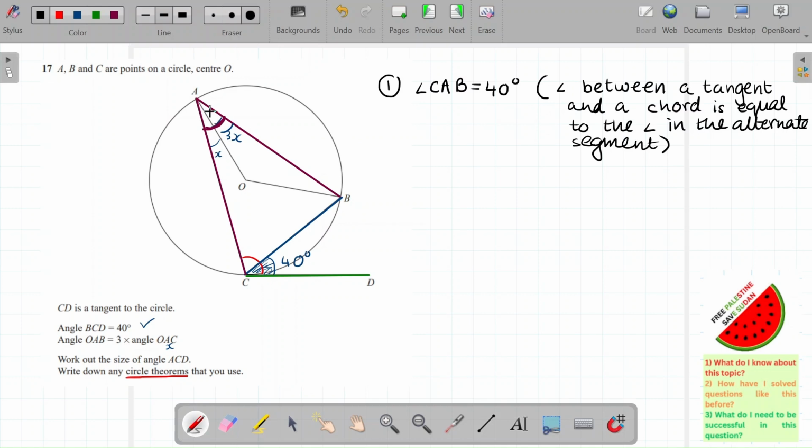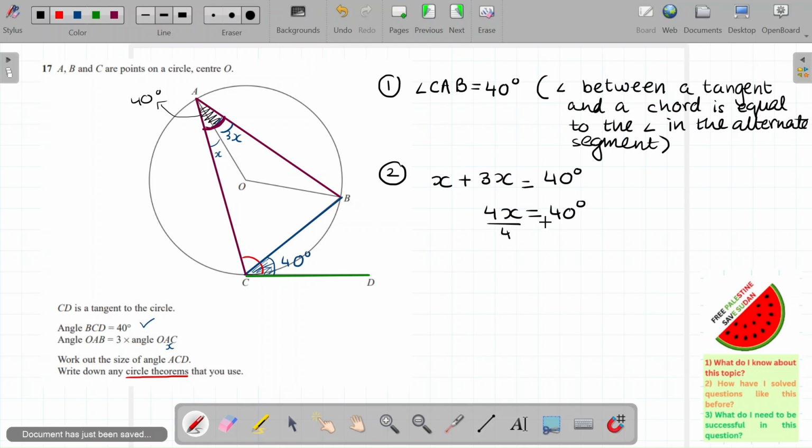So I know that this full angle now is 40 degrees. So the second step, I'd say x plus 3x. So if I add these two angles, I get 40 degrees. So 4x equals 40. Now divide by 4 and divide by 4. X equals 10 degrees. So this is 10. Then this will be 30.